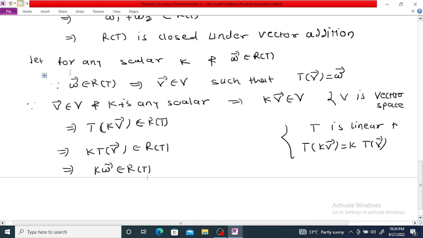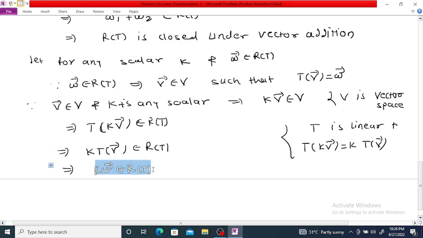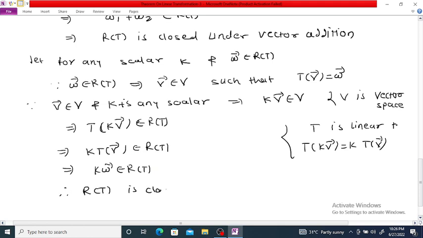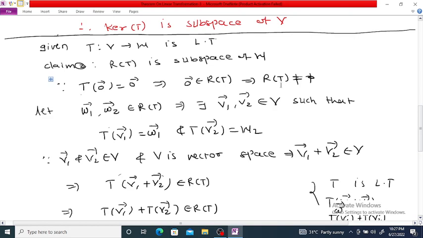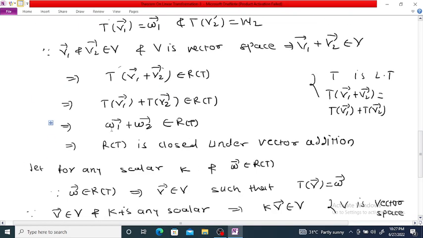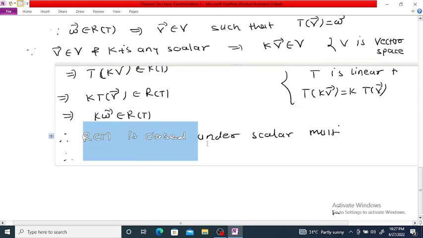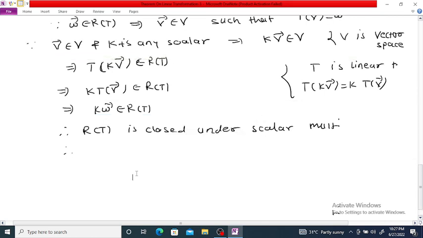So for any scalar k and w bar in the range of T, k w bar also belongs to the range of T, and therefore the range of T is closed under scalar multiplication. Therefore, since the range of T is not empty, is closed under vector addition, and is closed under scalar multiplication, and since the range of T is a subset of W, the range of T is a subspace of W. Hence the proof.